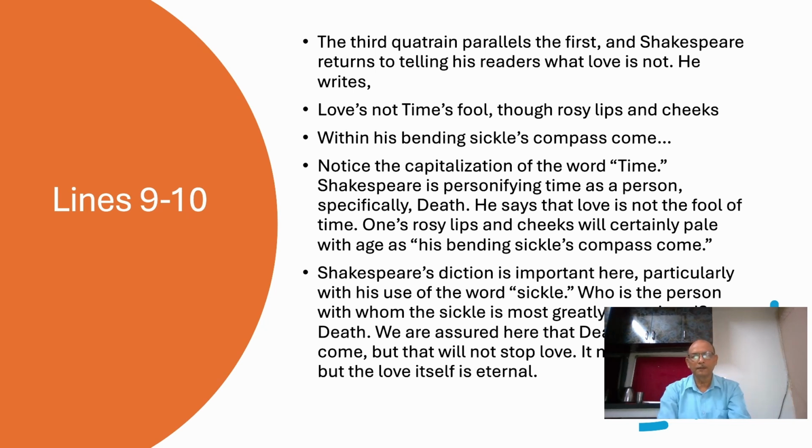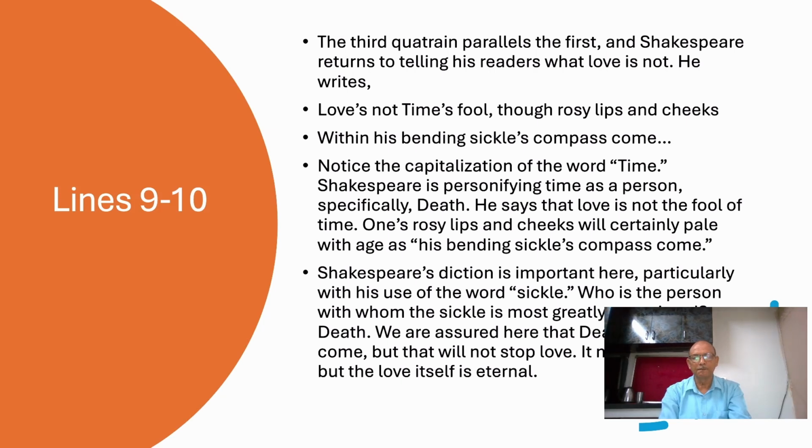The third quatrain parallels the first, and Shakespeare returns to telling his readers what love is not. He writes, "Love's not Time's fool, though rosy lips and cheeks within his bending sickle's compass come." Notice the capitalization of the word Time. Shakespeare is personifying Time as a person. He says that love is not the fool of Time. Once-rosy lips and cheeks will certainly pale with age, as his bending sickle's compass comes.